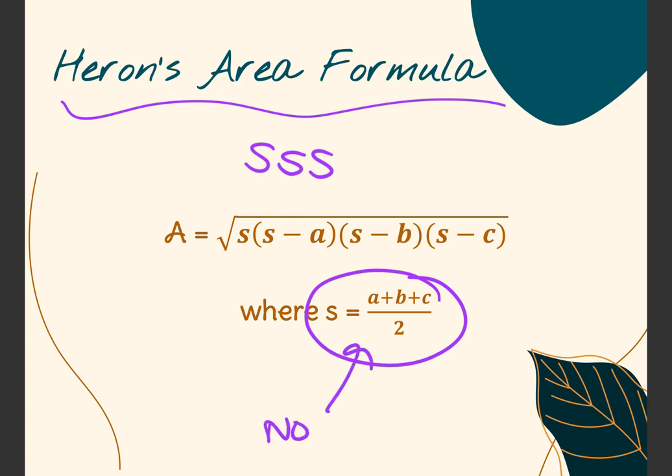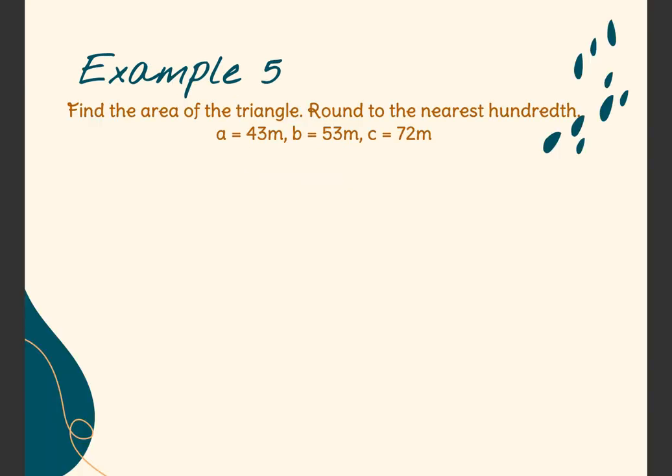We are not rounding S. So if it has 3 digits, we're keeping the 3 digits. If it has 4 digits, we're keeping the 4. It will eventually terminate, but you have to keep it as its whole thing. You're not rounding. The answer will be rounded, but not the S itself. All right, so it'll look like this. Find the area of the triangle, and it says round to nearest hundredth, but again, we're not rounding S.